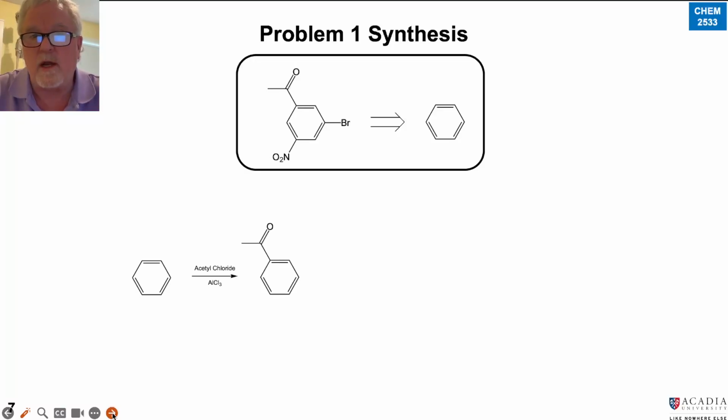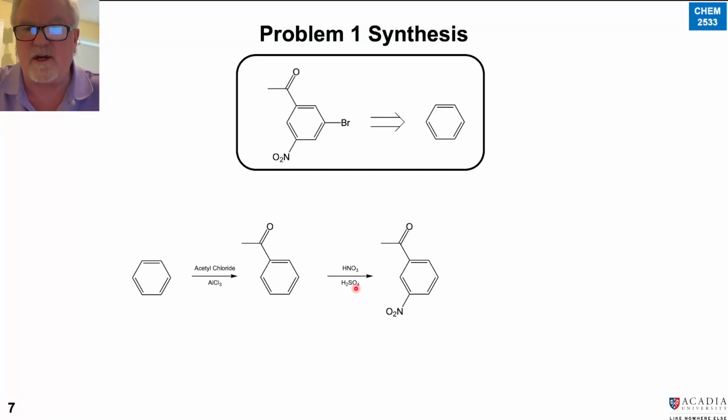We can put on either the bromine or the nitro group. I'm going to put the nitro group on first because we have a meta director. Nitronium is a very good electrophile, so this reaction will go in high yield and it'll go to the meta position. Now these are both meta directors. This is a very deactivated ring, but bromination reactions will go because the bromonium ion is also a very good electrophile. So we can go ahead and do our bromination with Br2 and a Lewis acid catalyst and get to this position.